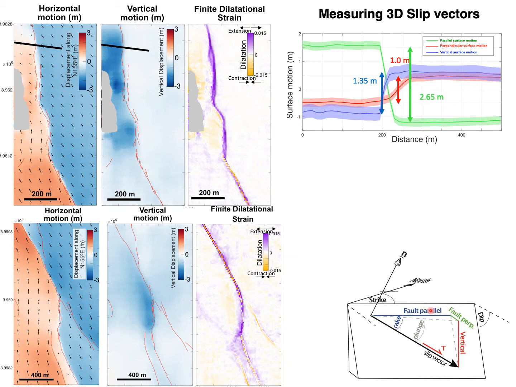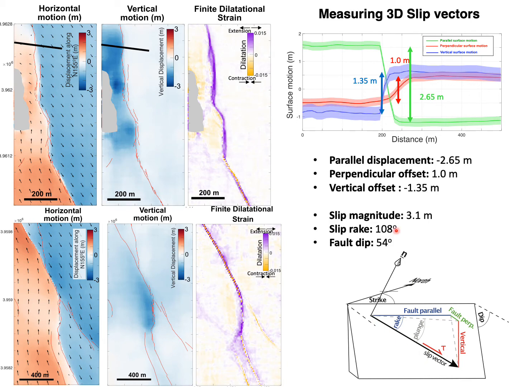And so what we're doing is measuring the fault parallel, perpendicular, and the vertical components. You can then measure the full 3D slip vector. And so this is the result we get here. These are the different components, and this is the slip magnitude of just over 3 meters.